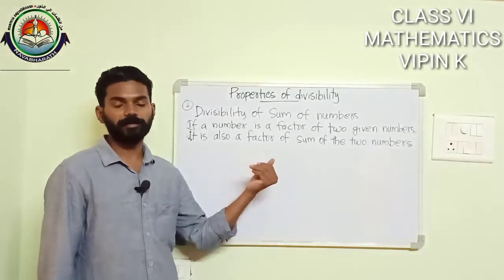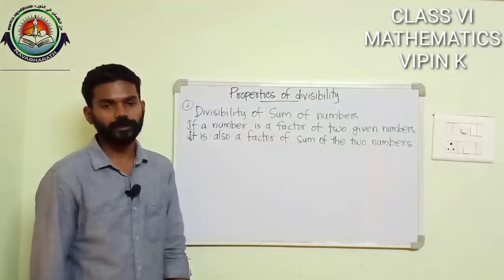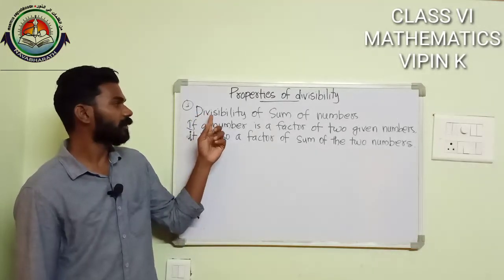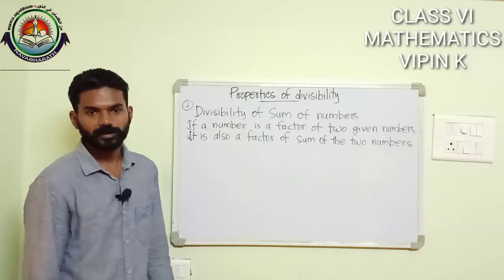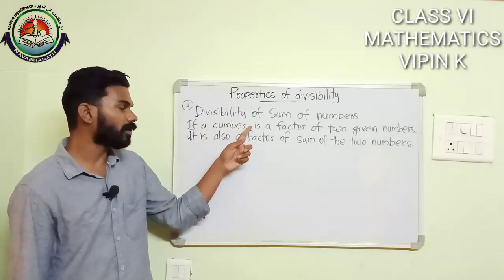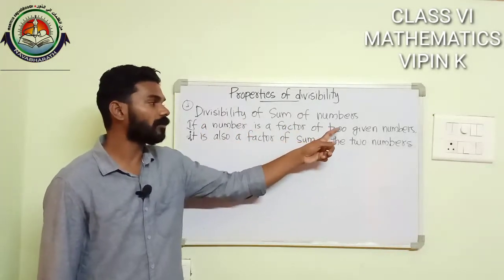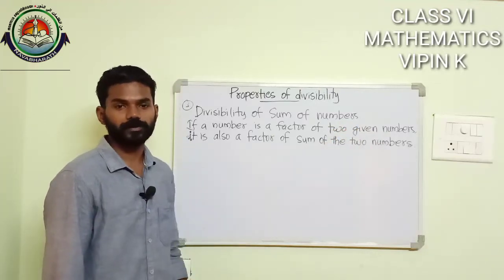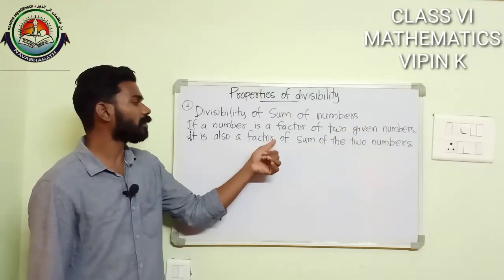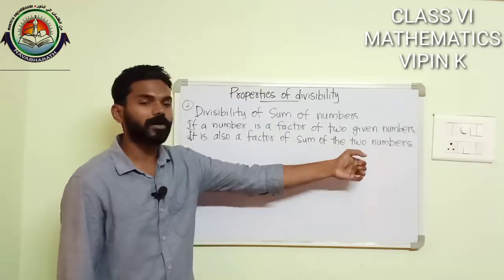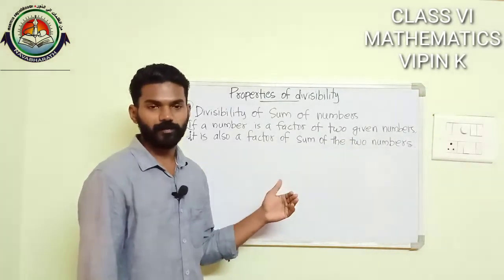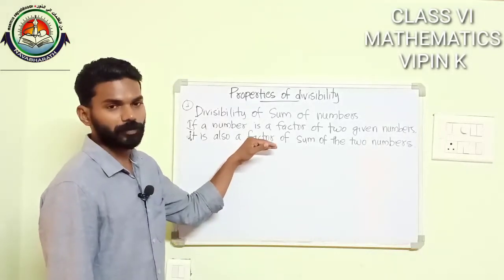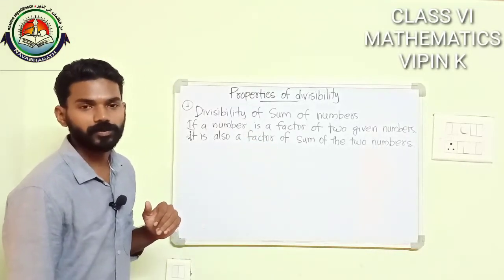Here is the third property of divisibility. So what is it? Divisibility of sum of numbers. Just read it: if a number is a factor of two given numbers, it is also a factor of the sum of the two numbers. Let's take an example and understand what the property really means.